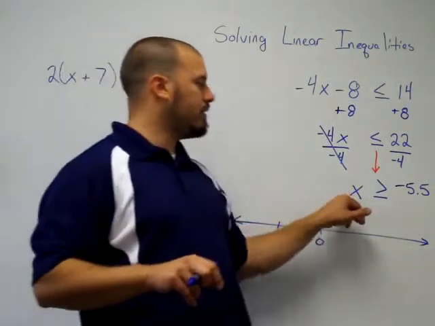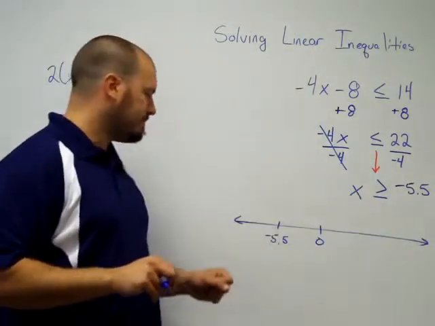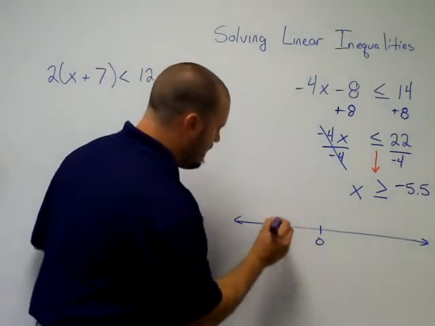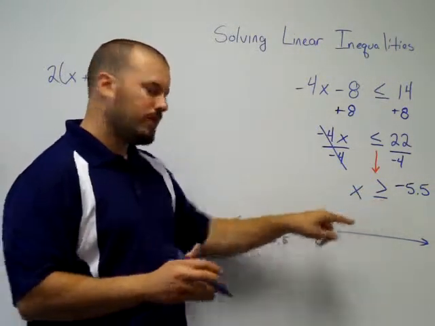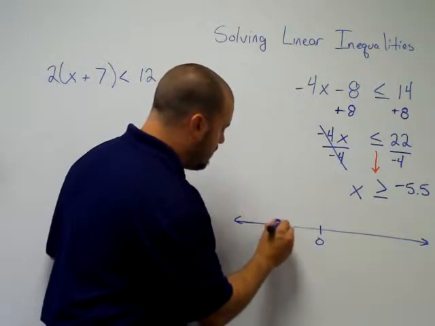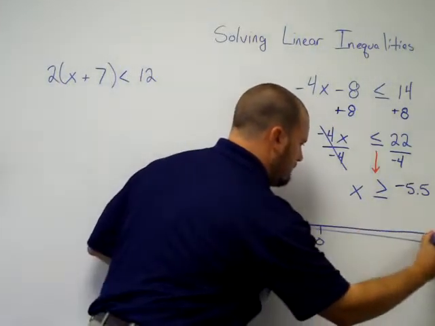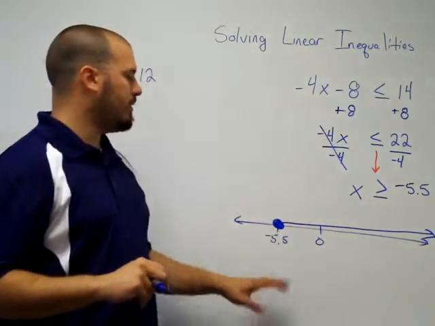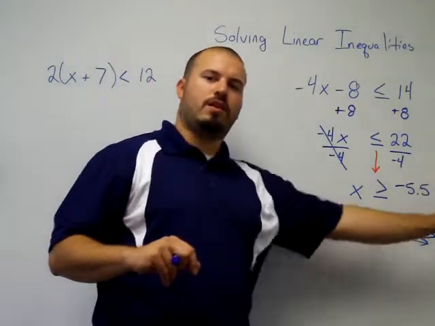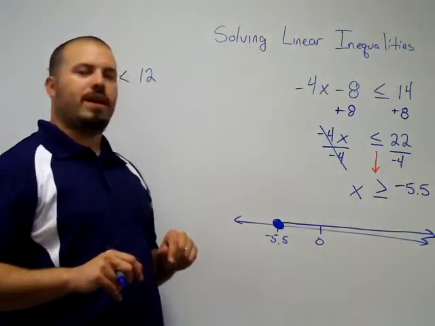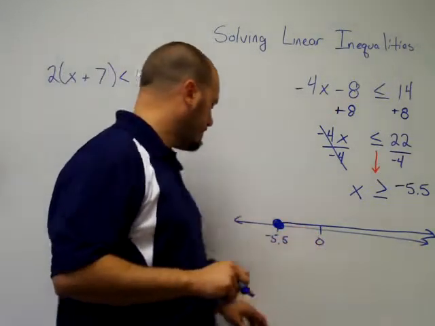Alright, now oftentimes you're asked to graph it, so we'll just do that really quickly as well. So x is greater than or equal to negative 5.5. Since it's greater than or equal to, I'm going to fill in the circle to indicate that this point on the graph is a valid solution. And then we're going to shade all the points that are larger than negative 5.5, and that is to the right.